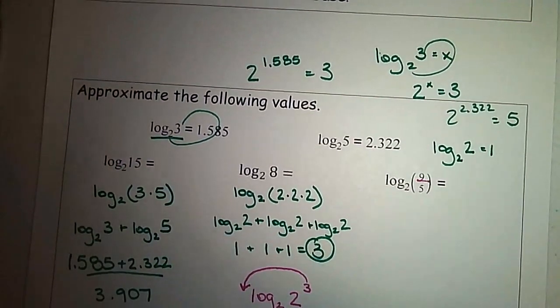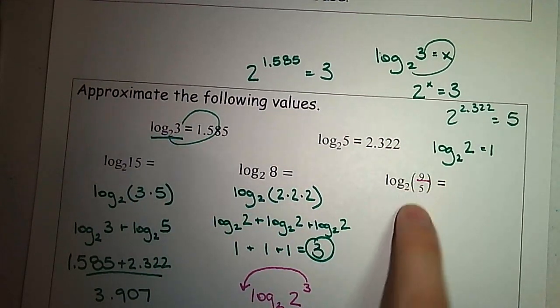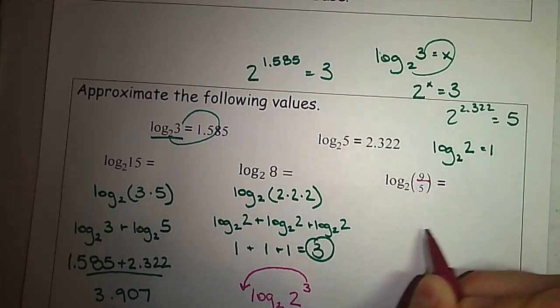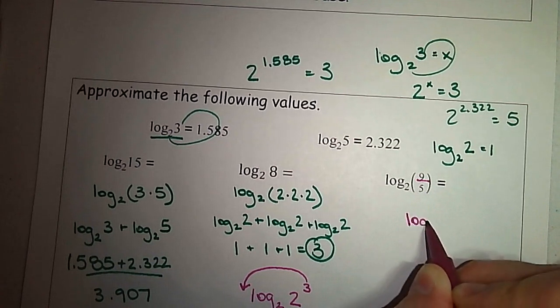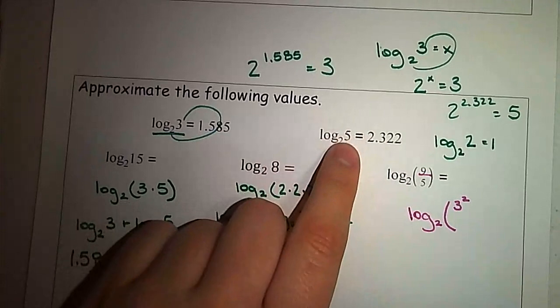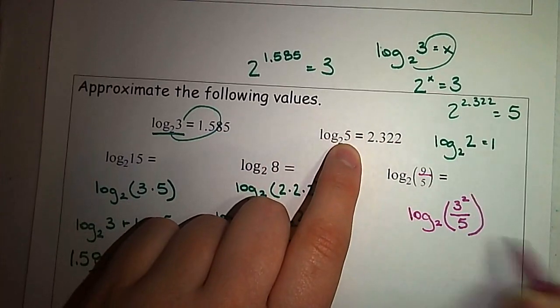So this last one, we have log base 2 of 9 divided by 5. So again, using 2s and 3s and 5s in multiplication and division, I need to figure out another way I can write 9 divided by 5. Again, there's a couple different ways I can do this. I think I'm going to write 9 as 3 squared. And I like 5s, so I'm going to keep 5 as 5.